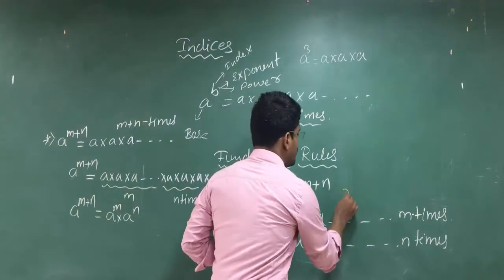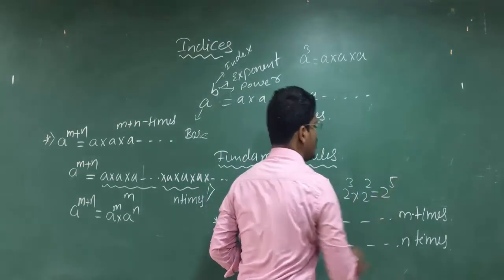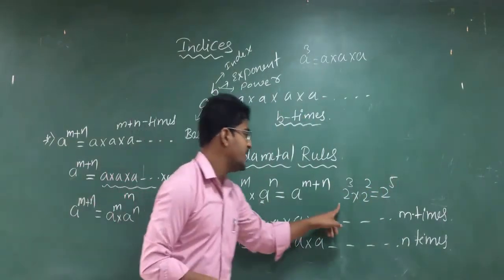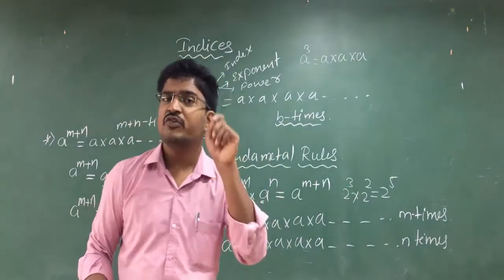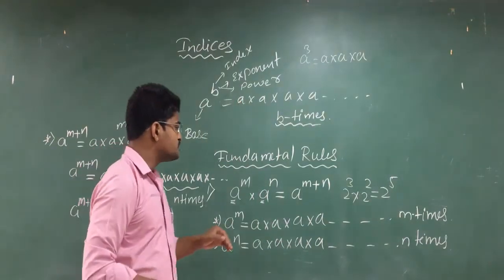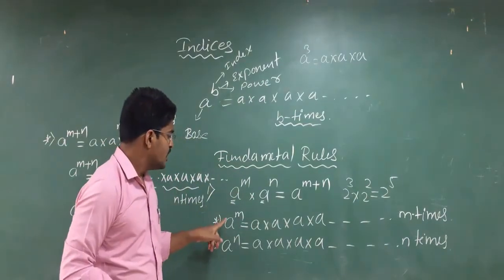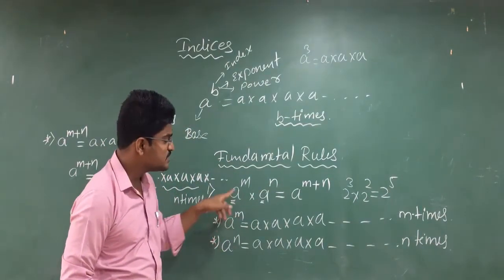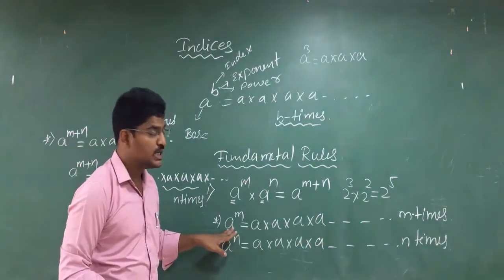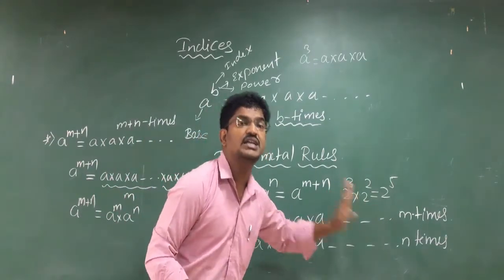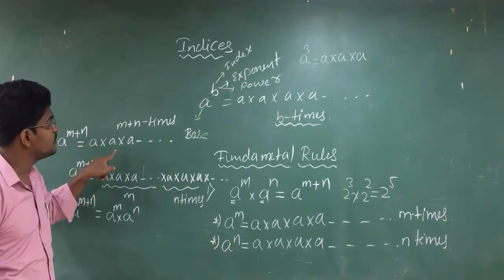For example, 2 to the power of 3 multiplied with 2 to the power of 2 will be 2 to the power of 5. Clear? So here the base is the same. Clear, students? If you want to prove this, or understand this rule, see here: a to the power of m means a is multiplied for how many times? M times. A to the power of n means a is multiplied for how many times? N times. Clear? A to the power of m plus n means a is multiplied for how many times?